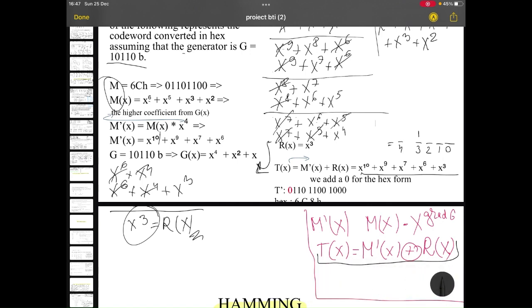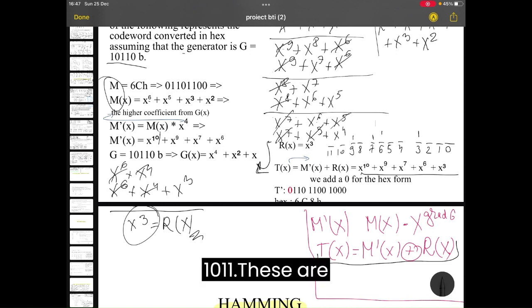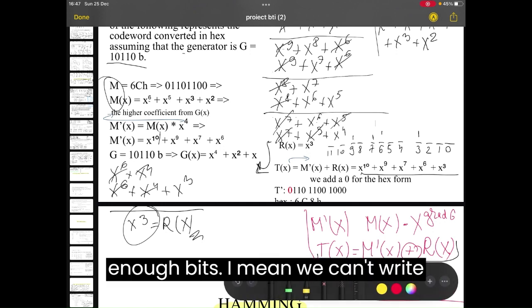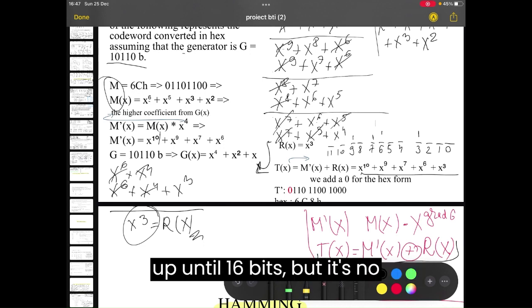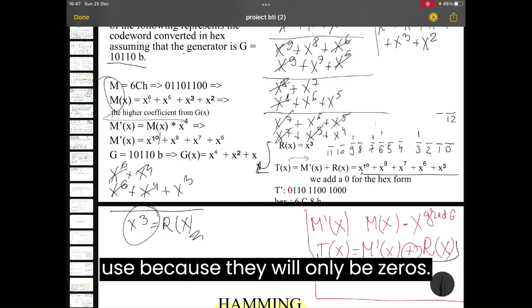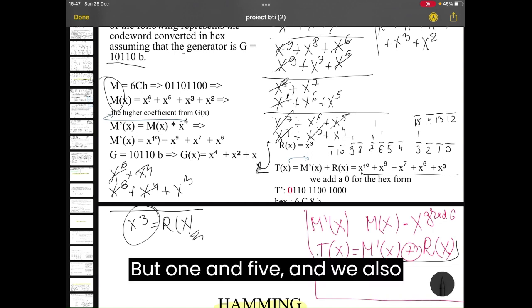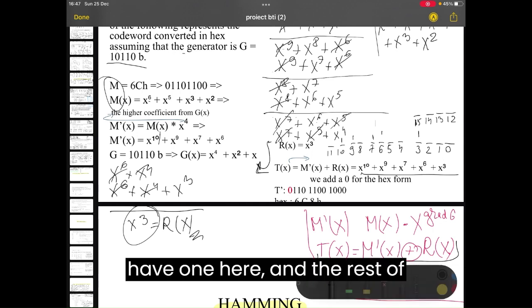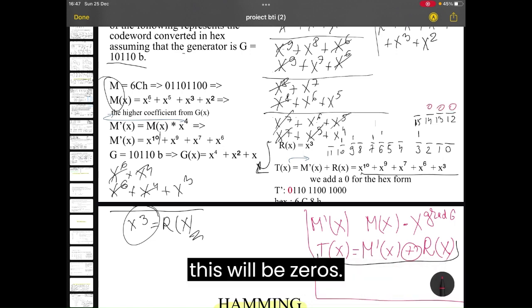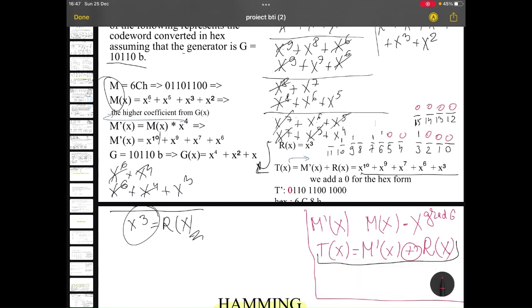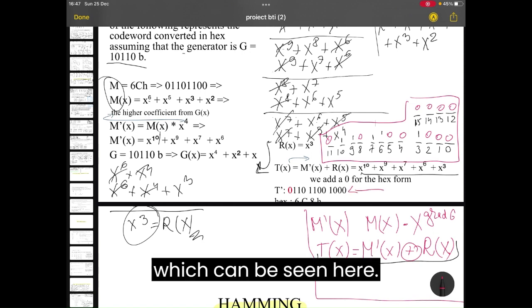Position 4, 5, 6, 7, 8, 9, 10, 11. These are enough bits. I mean, we can write up until 16 bits, but it's no use because there will only be zeros. 1 and 5, and we also have 1 here, and the rest of this will be zeros. So this is our transmitted message, which can be seen here.